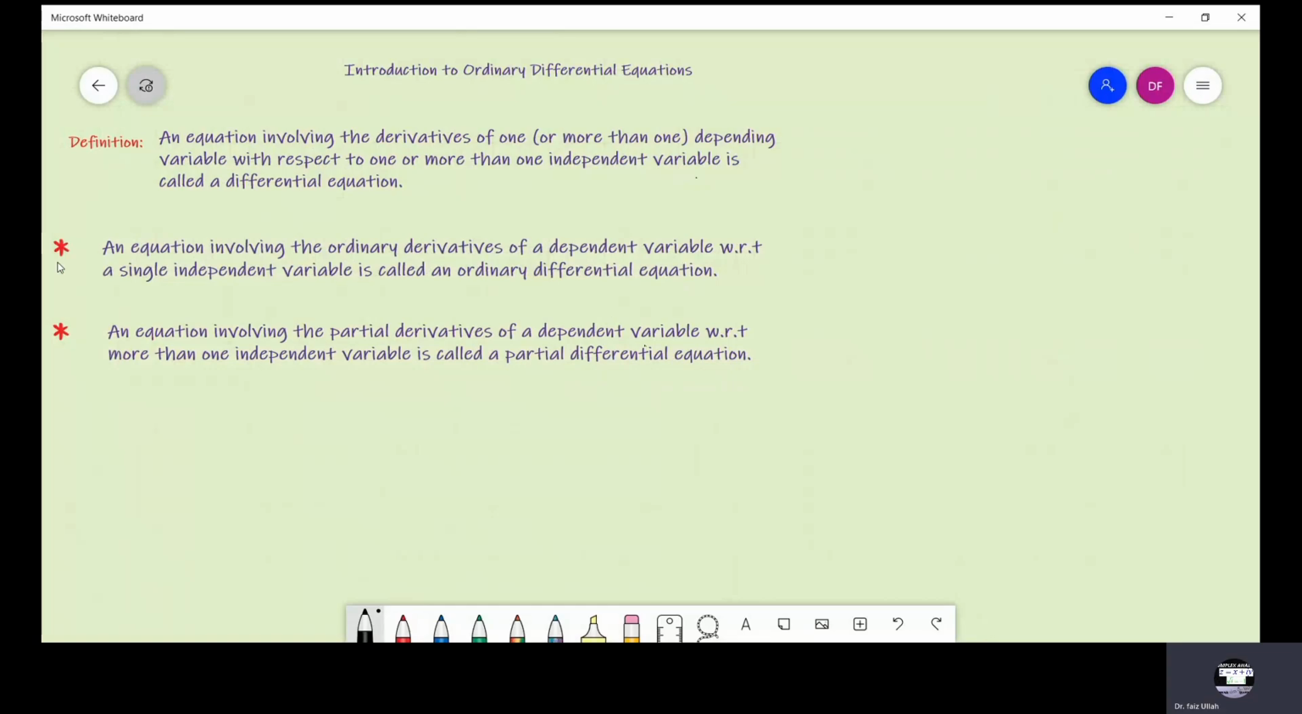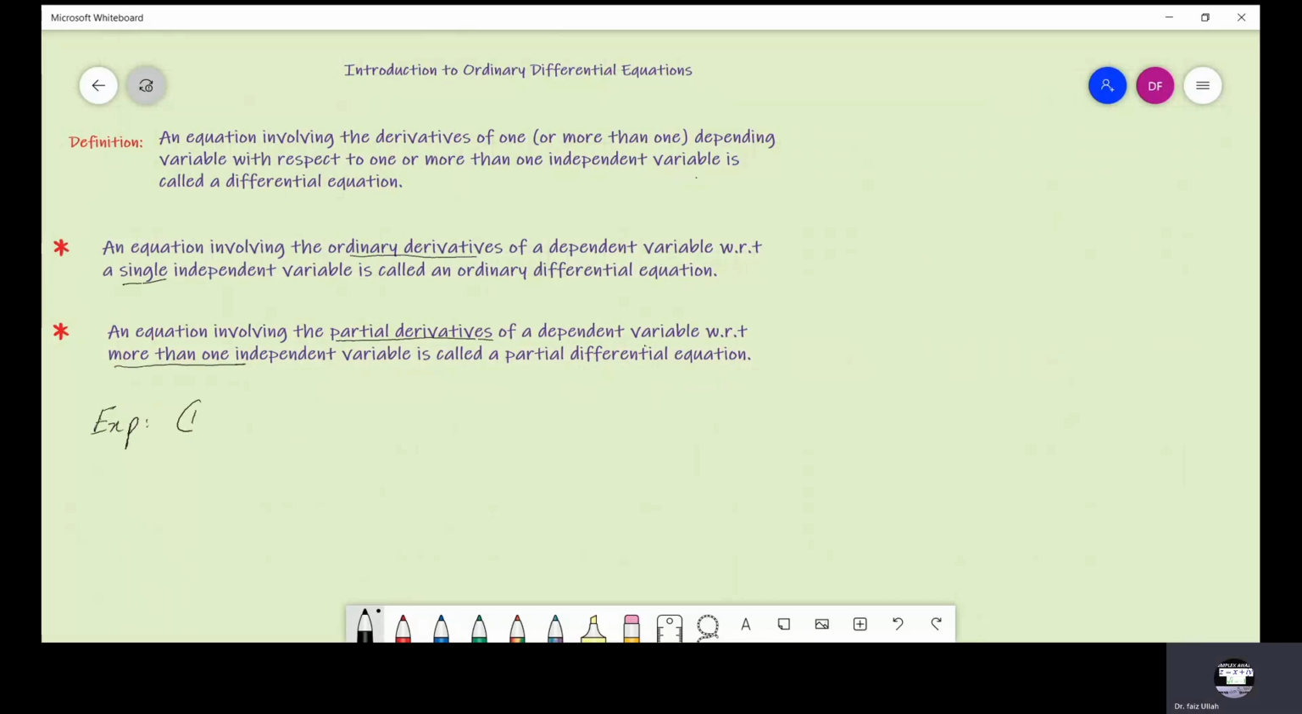We say then that an equation involving the ordinary derivatives of a dependent variable with respect to a single independent variable is called an ordinary differential equation. And an equation containing the partial derivatives of a dependent variable with respect to more than one independent variable is called a partial differential equation. Let us see some examples.